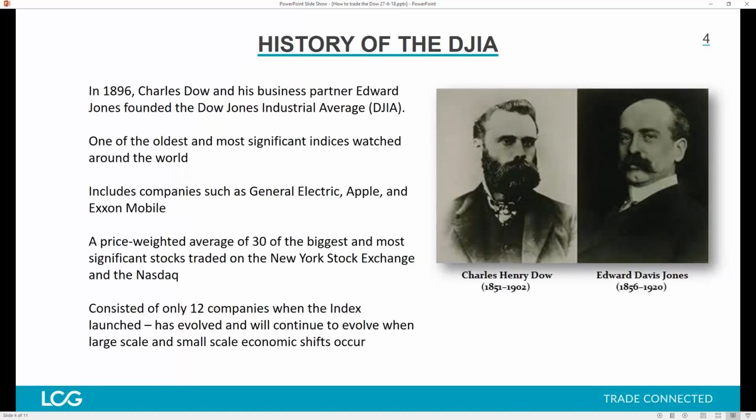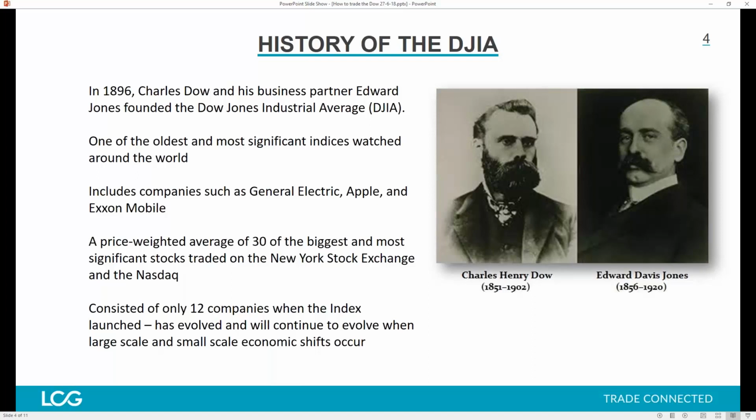So it dates back to 1896, and it was founded by Charles Dow and his business partner Edward Jones, hence the Dow Jones. They founded what was then known as the Dow Jones Industrial Average, and it's one of the oldest and most significant indices watched around the world. It does have a heavy emphasis on the industrials. It dates back, obviously, as you can see there, to the industrial age of the US. But these days it includes companies like General Electric, which is very much an industrial company, but also Apple, a technology company, and ExxonMobil, an energy company.